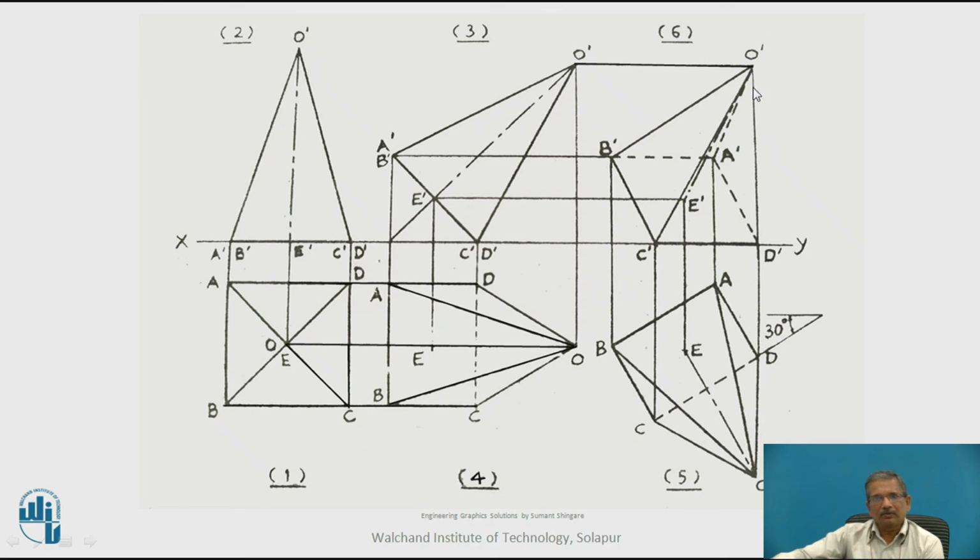C dash, O dash D dash and C dash D dash as the dark lines, and O dash A dash, A dash B dash and A dash D dash are the dotted lines. So this will satisfy all the conditions. What are those conditions? The axis is making 45 degrees with HP and the base edge on which the object is resting is making 30 degrees with VP. And as this is a true length line, there is no necessity to draw the locus and all these things because this is a true length line.